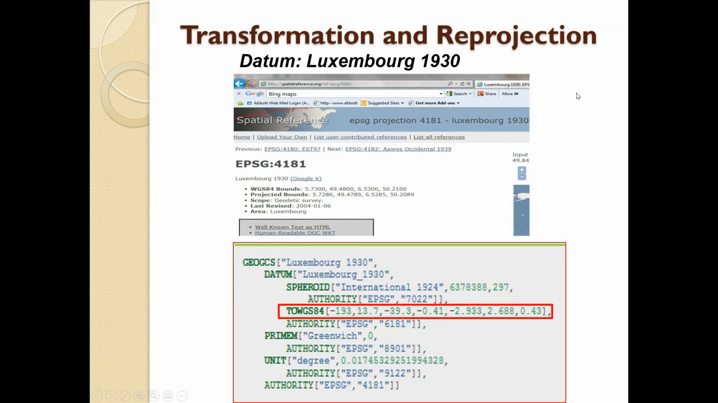We've mentioned that before. You had all kinds of spatial reference systems available to you, hundreds, right? So here is one. This is the datum for the Luxembourg 1930 projections. And as you can see here, this information should look familiar to you. There are some new things that you haven't seen. It has some values in here.